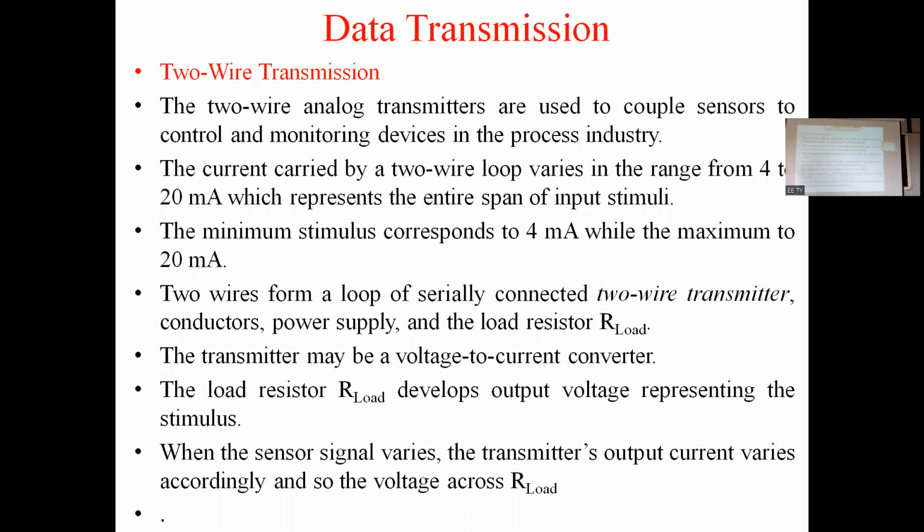When the sensor signal varies, the transmitter output current varies accordingly, and so does the voltage across the load. Okay, so if the signal obtained from the sensor varies, or the input stimulus varies, then the current generated by that sensor will vary, and if the current generated by that sensor varies, then the voltage obtained across that load resistance will also vary.